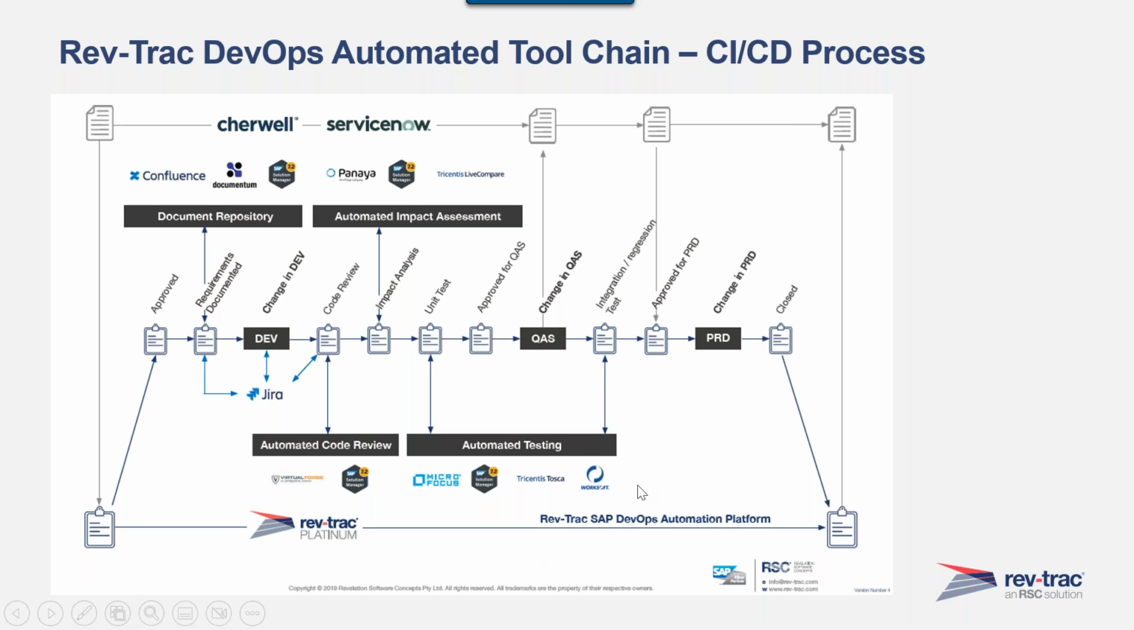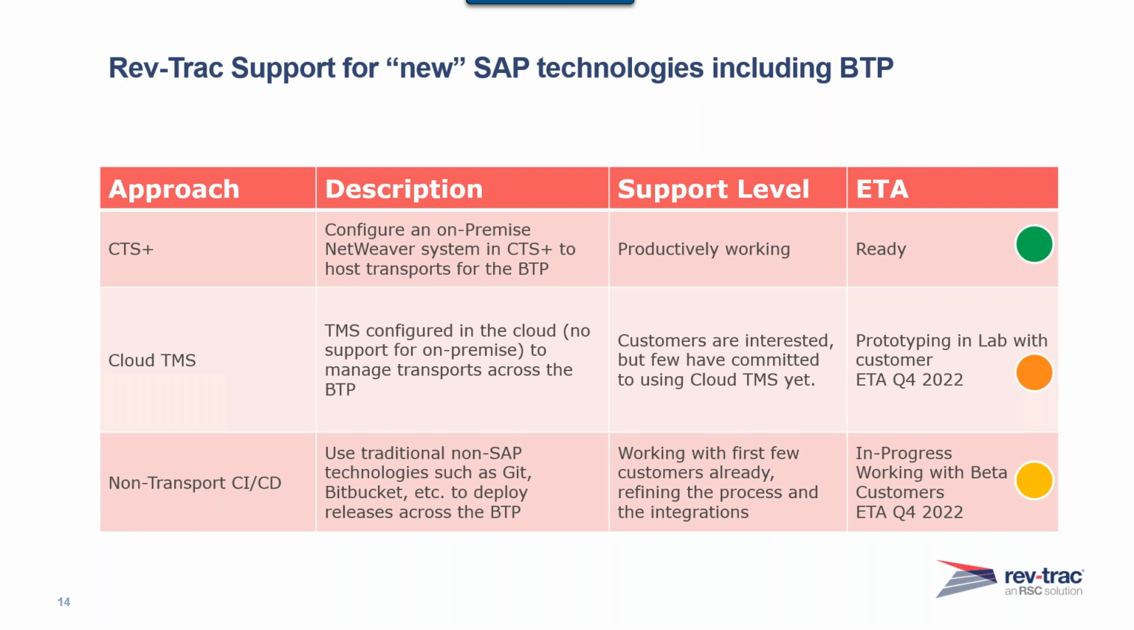So we can highly automate many aspects of this tool chain to automate things that people are doing manually today and pull in other tools. And this is achieved through our REST API integrations with Rev-Trac. So that, and then lastly, before we get to the Q&A, right, being that Rev-Trac focuses solely on the SAP change management aspect, and we don't get into other areas like testing or whatever, we integrate with testing tools, but we don't have our own testing.